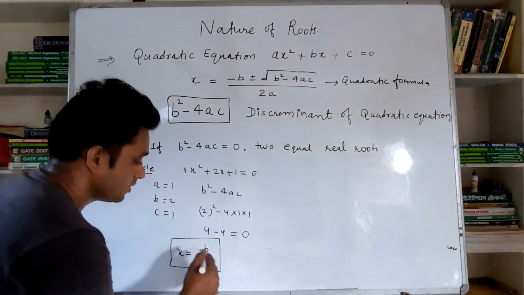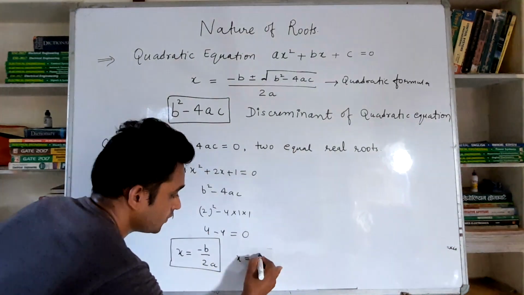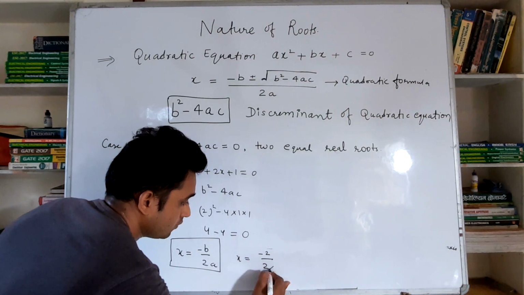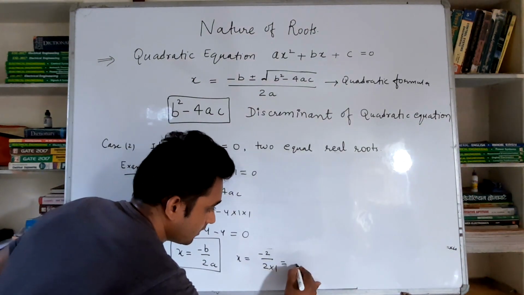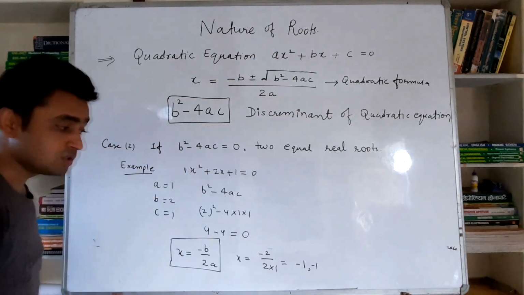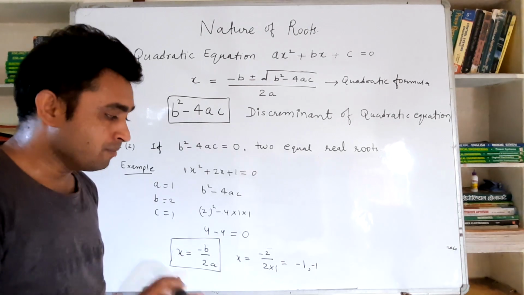So here, in place of b put 2. So minus 2 upon 2 into 1, because a equals 1. Then we find that the solution is minus 1, and the other solution will also be minus 1, because both roots are equal in magnitude and same.